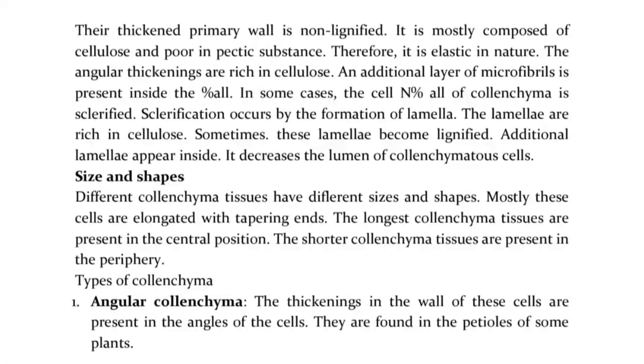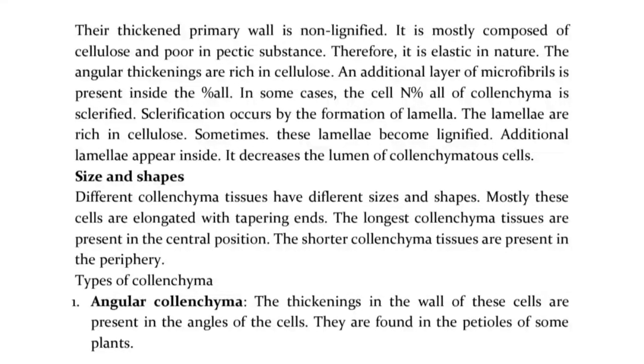In some cases, the cell wall of collenchyma is sclerified. Sclerification occurs by the formation of lamellae. The lamellae are rich in cellulose. Sometimes, these lamellae become lignified. Additional lamellae appear inside. It decreases the lumen of collenchymatous cells.